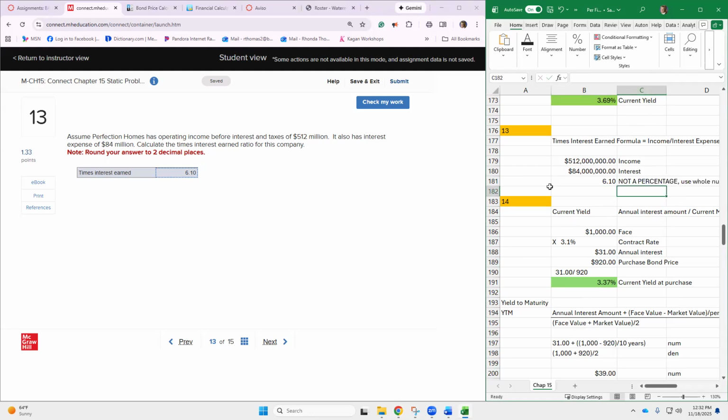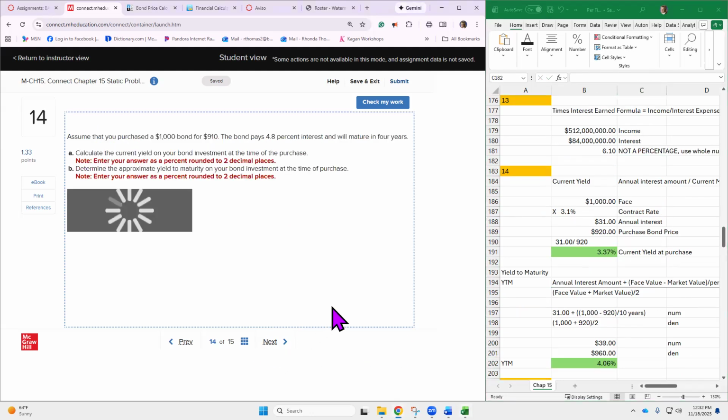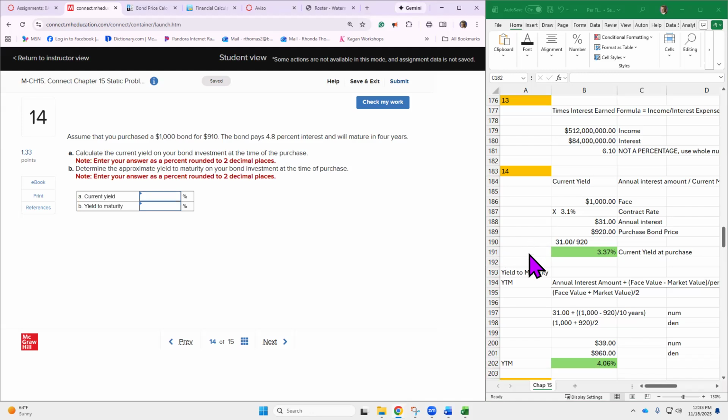Okay, so, all right, number 14, two more and we're done. So number 14, a $1,000 bond again, we bought for $910. So I'm going to put that in here. The annual interest, the coupon rate or the contract rate, is 4.8%. So that means that the annual interest is $1,000 times 0.048, so it's $48.